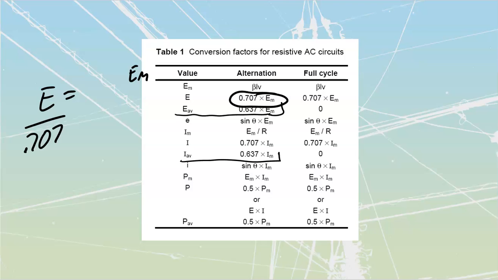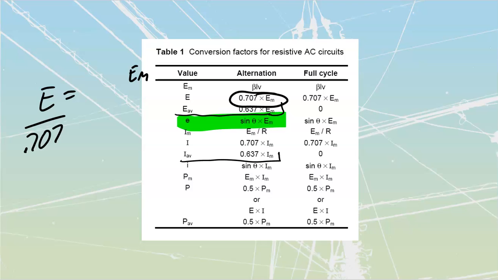Example number 9 asks you for an instantaneous value, and instantaneous values are found off of this formula over here. Take your maximum value of voltage, take the sine of the angle, in this case sine 30, and that is going to get you your value. Now they do give you an effective value of voltage, which means that for example number 9, you need to transfer from your RMS up to your peak value, and then from your peak value find that instantaneous value.